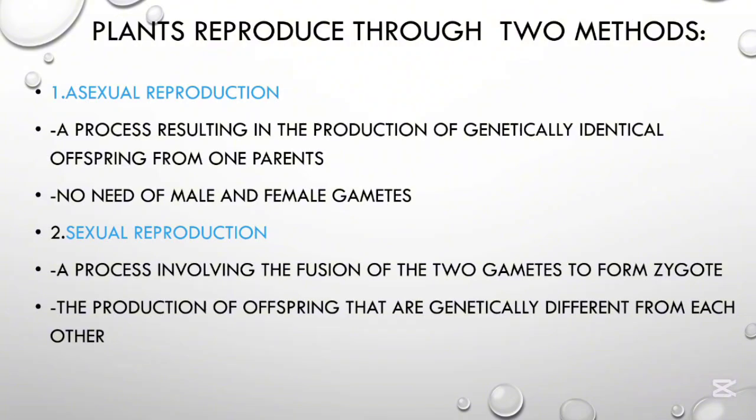Sexual reproduction is a process involving the fusion of two gametes, the sperm and the egg, to form a zygote. This produces offspring that are genetically different from each other. In sexual reproduction, the male produces sperm and the female produces egg, and when the egg and sperm meet together they fertilize and form a zygote, and the zygote develops into an embryo. And this is the difference between asexual reproduction and sexual reproduction.